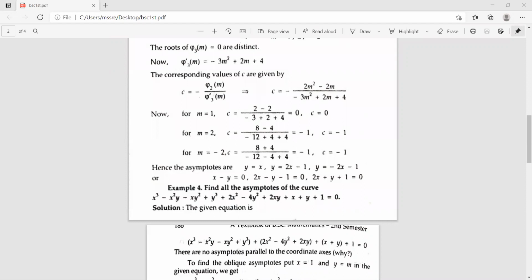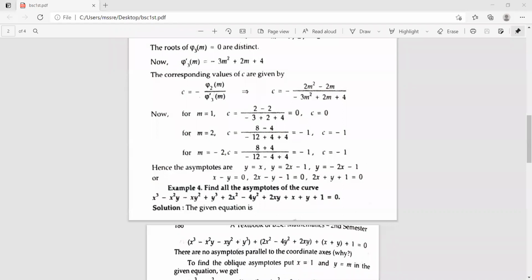m 1 ಆದಾಗ c 0 ಸಬ್ಸ್ಟಿಟ್ಯೂಟ್ ಮಾಡಿ, ಆವಾಗ y equals x ಬರುತ್ತೆ. m ವ್ಯಾಲ್ಯೂ 2 ಆದಾಗ c ವ್ಯಾಲ್ಯೂ minus 1 ಸಬ್ಸ್ಟಿಟ್ಯೂಟ್ ಮಾಡಿ, y equals mx plus c ಅಂದಾಗ y equals 2x minus 1. And similarly, y equals minus 2x minus 1. So therefore, the 3 asymptotes are y equals x, which is nothing but x minus y equal to 0.